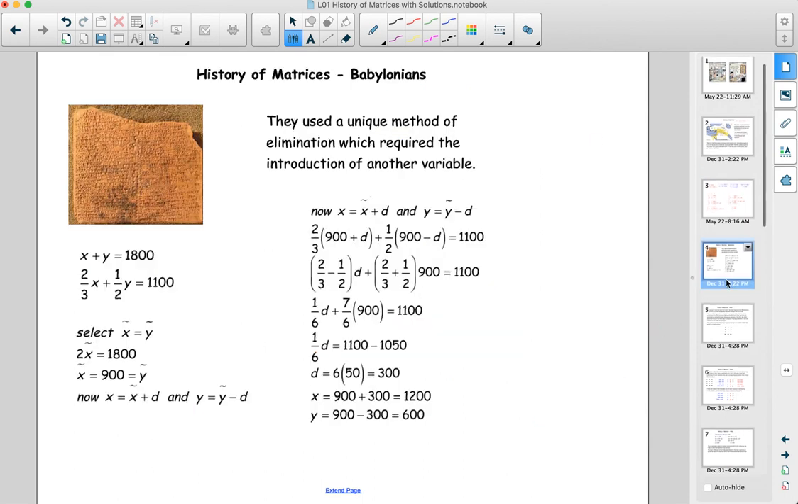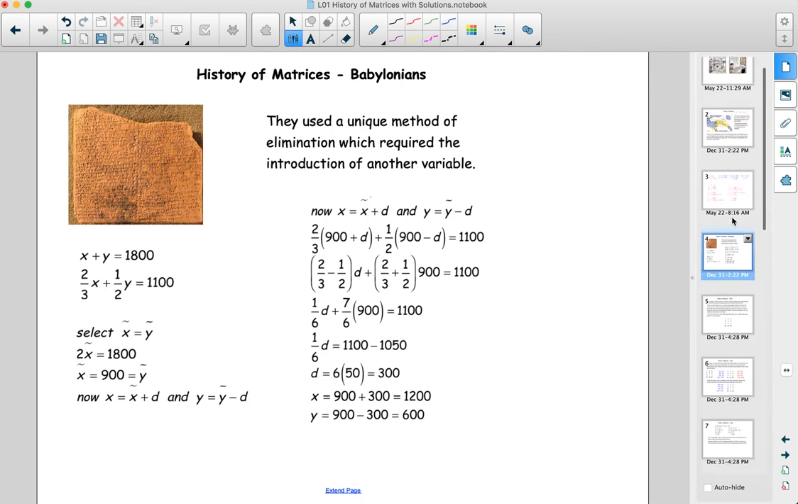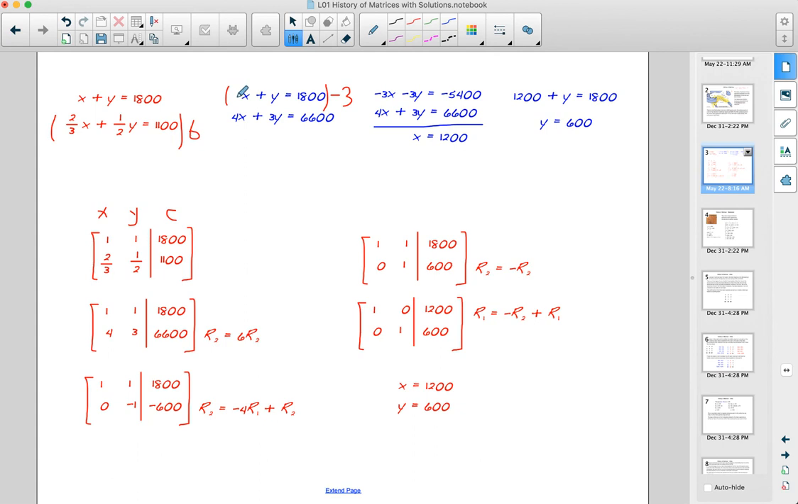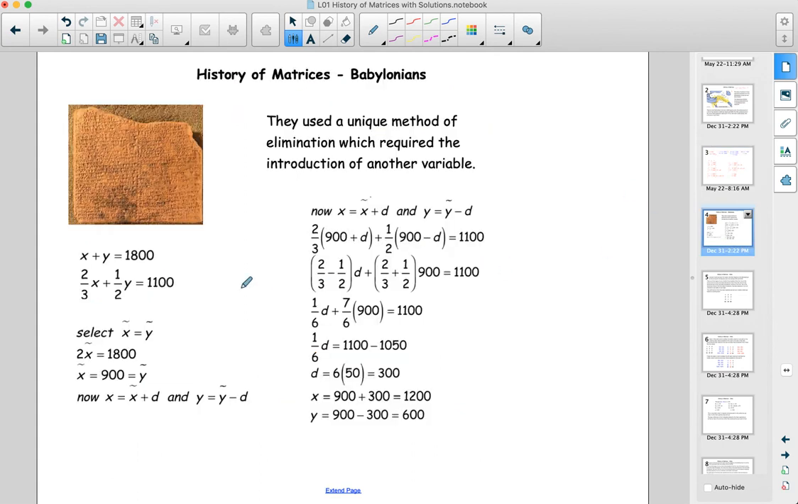Moving forward with the history of matrices. Now that's not how the Babylonians solved this. I know when we solved it, you would have worked solely with x and y. What the Babylonians did was they selected, I'm going to call this sort of a mean value, and they said let the mean of x and y be equal to each other, then 2x mean is equal to 1800, so x and y mean, they're both equal to each other, they're 900.